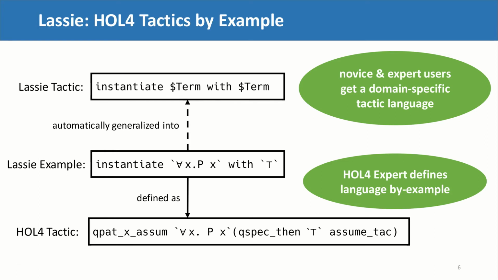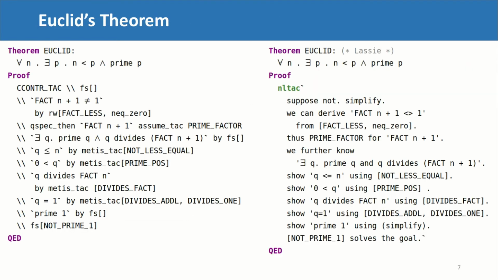Let's look at how Lassie can help you with performing a proof in a bigger example. Suppose you would want to teach HOL4 in a class. I'm showing you on this slide Euclid's theorem, proven both with a plain HOL4 proof on the left-hand side and the Lassie proof on the right-hand side. We think that the Lassie proof is more appealing to a novice user and makes it easier to grasp the proof steps, where you can then later on elaborate and learn the tactic language of HOL4 in a second step.